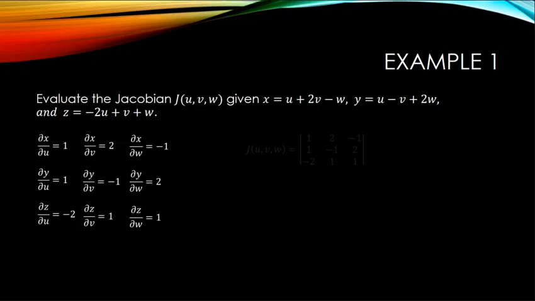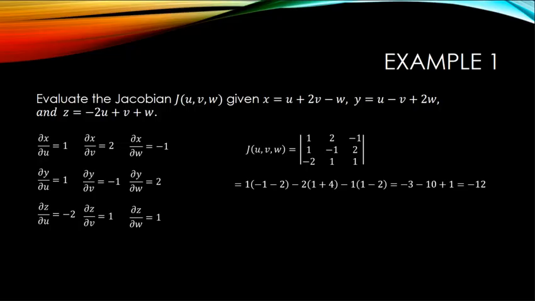The Jacobian is the determinant of a matrix populated by 1, 2, negative 1 in row 1, 1, negative 1, 2 in row 2, and negative 2, 1, 1 in row 3. The method of minors and cofactors gives me 1 times the sum of negative 1 and negative 2, minus 2 times the sum of 1 plus 4, minus 1 times the sum of 1 minus 2, which is equal to negative 3 minus 10 plus 1, or negative 12. This is very easy to do in your calculator. The absolute value of my Jacobian is positive 12.